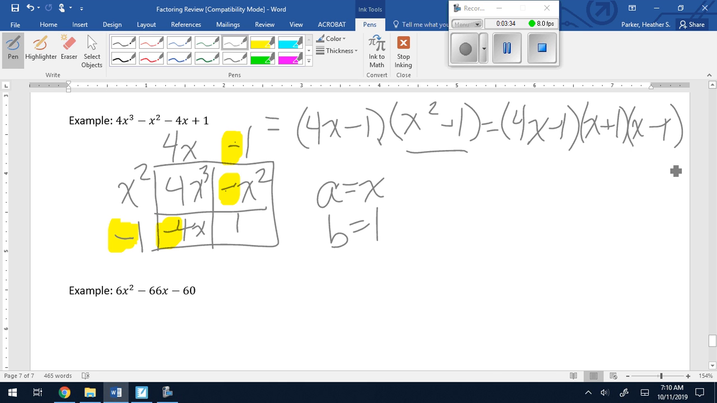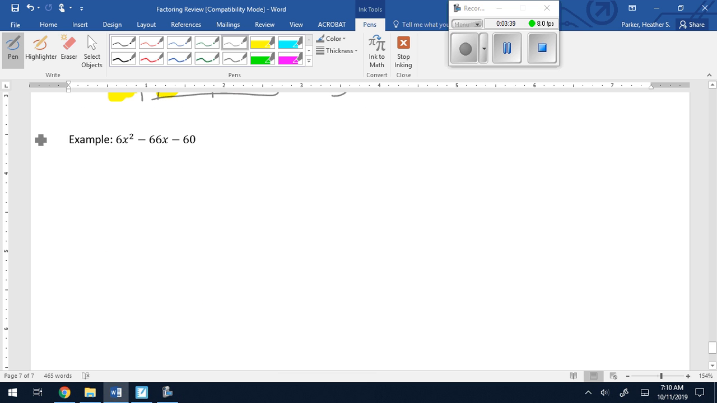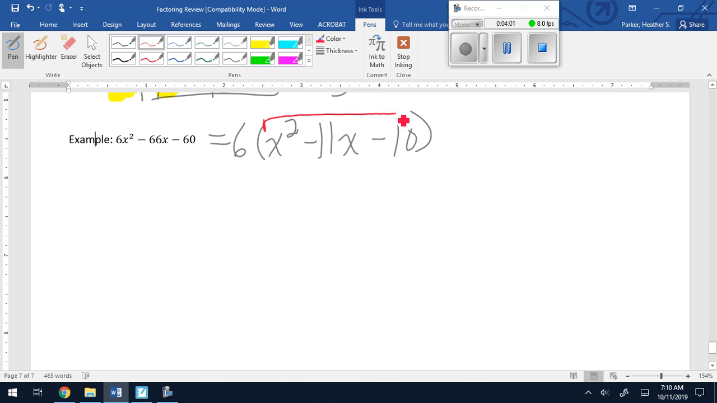All right, one more example to look at here. Our third example. So the first thing I notice when I am looking at this example, there's a whole bunch of 6's. So I can pull out my 6. So that's going to be x squared minus 11x minus 10. And then this trinomial has a leading coefficient of 1. So that means I can use my little shortcut method. Multiplying my first and last, I want to multiply to negative 10, add to negative 11. So because I'm multiplying to a negative, my signs will be different.